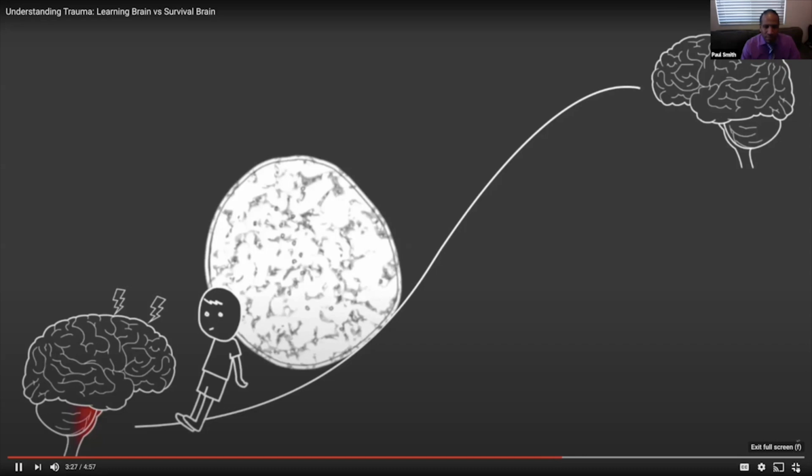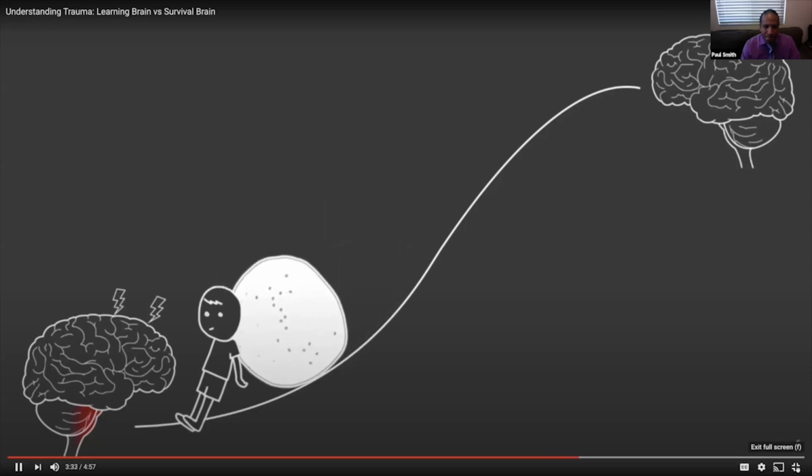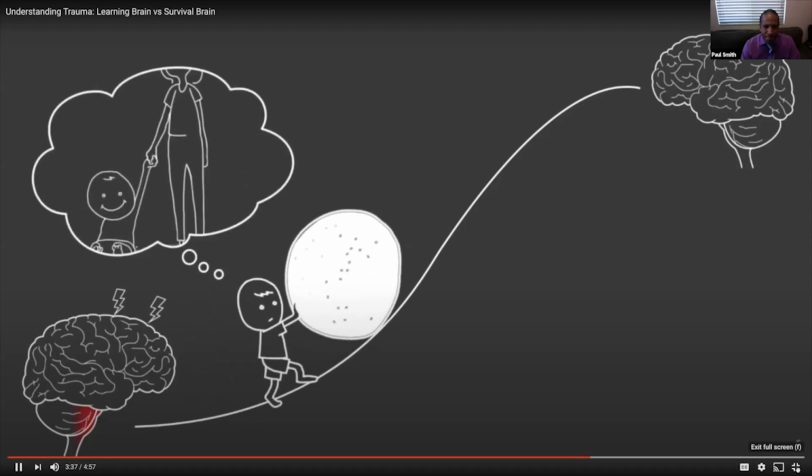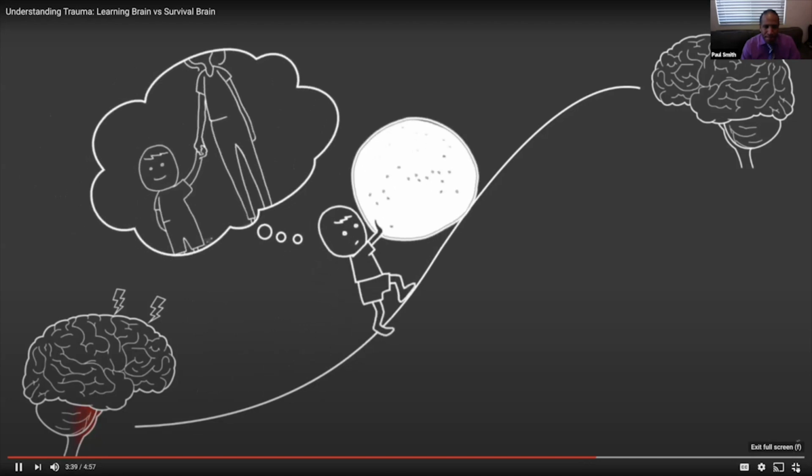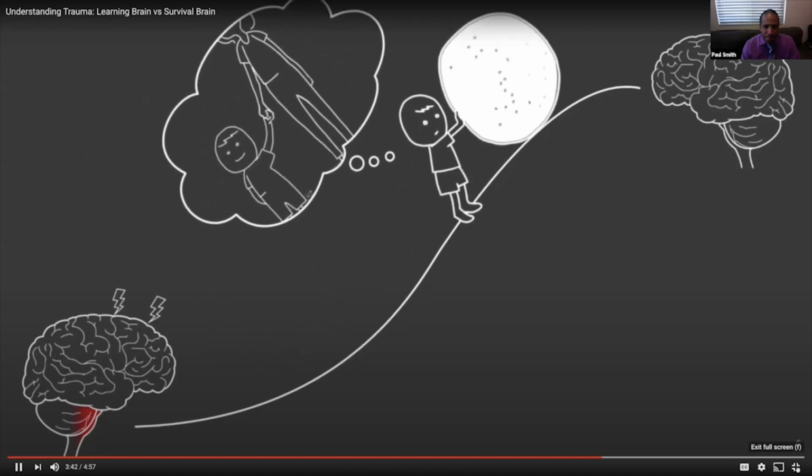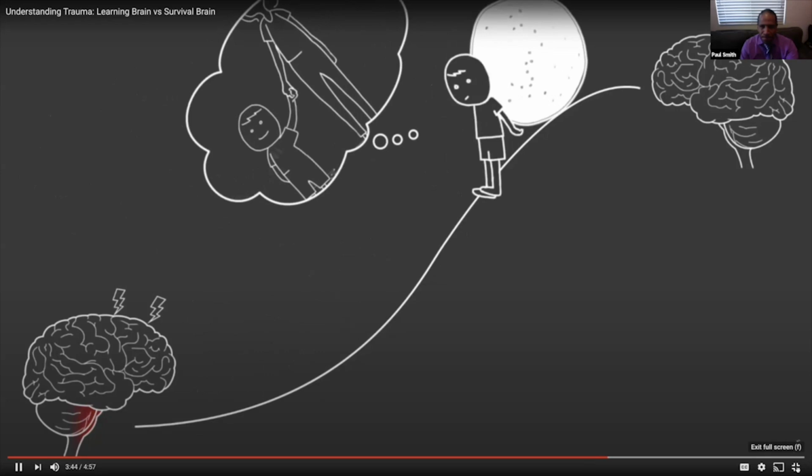Now, the good news is that the more you control stress, the easier it is to be in learning brain, right? Because that rock is a lot smaller. And what I really want to highlight for teachers is that the best way to keep students in learning brain goes back to why I spent so much time talking about attachment. Students best learn when they feel like they're safe and supported by the adults around them.